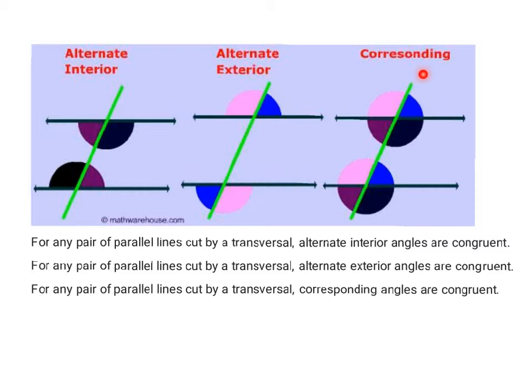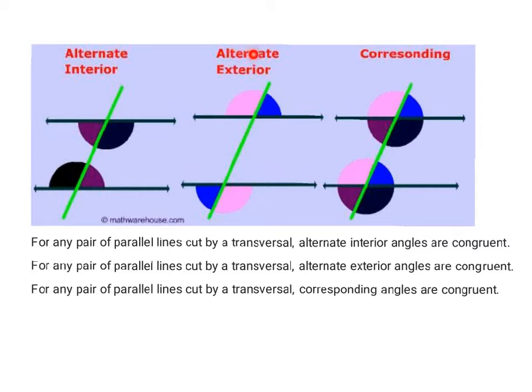They add to 180. So alternate interior means both angles are on the inside, but they're on alternate or opposite sides of the transversal. So here, these 2 purple angles are an alternate interior pair. They're congruent. These 2 black ones are alternate interior. They're going to be congruent.